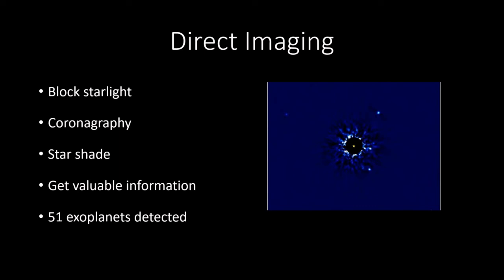Direct imaging is a very nice method because it gives an image of the planet itself. Studying the image can provide the temperature, the presence of water vapor, and other useful information. So far, 51 exoplanets have been detected using direct imaging.